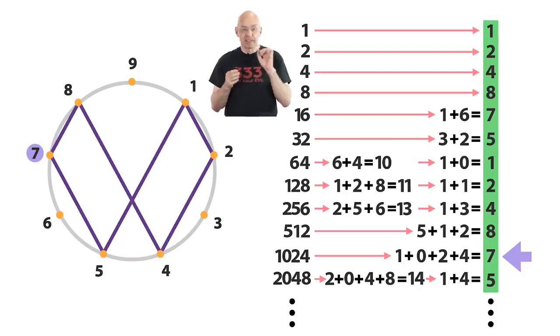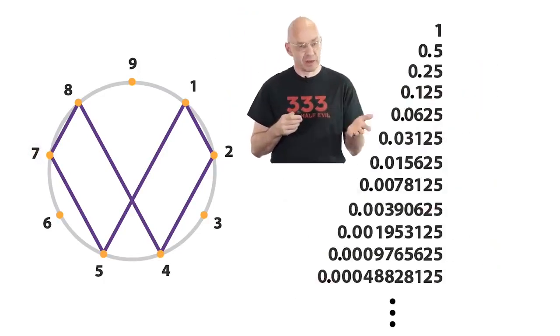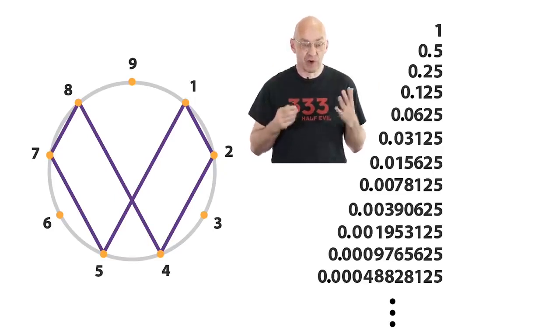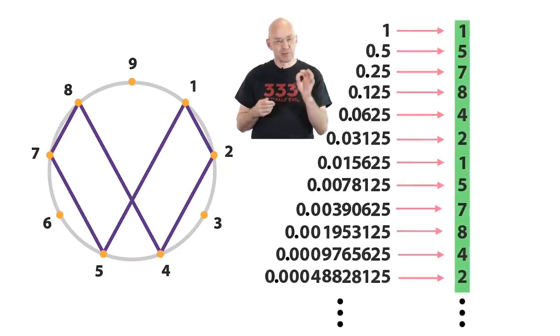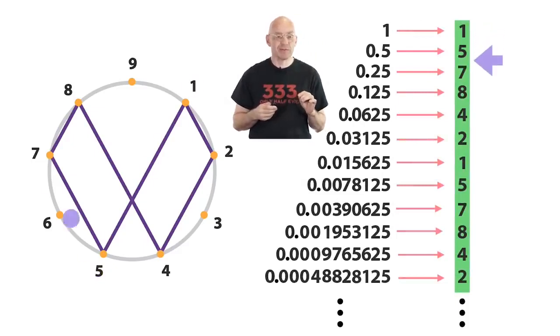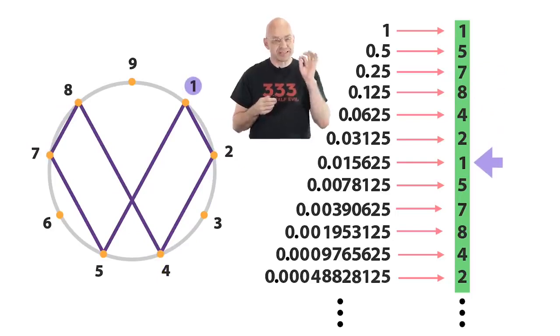Now, instead of doubling, let's look at the sequence we get by halving, again starting with 1. 1 half is equal to 0.5, 1/4 is equal to 0.25, and so on. Let's calculate the digital roots of these numbers. Looks familiar, right? Let's check what happens on the circle. 1, 5, 7, 8, 4, 2, the same digital roots as for doubling, just in reverse order. Again, repeating forever and ever after.